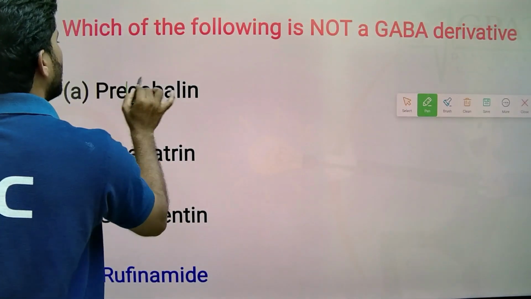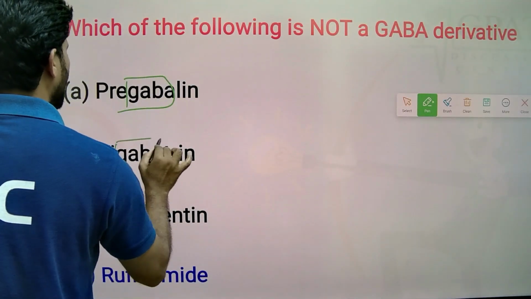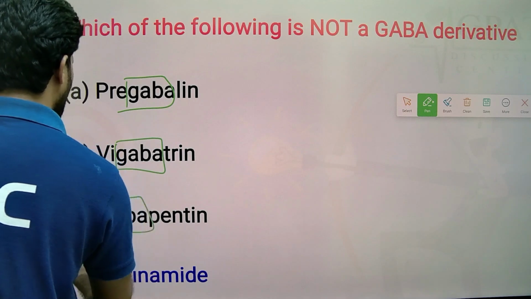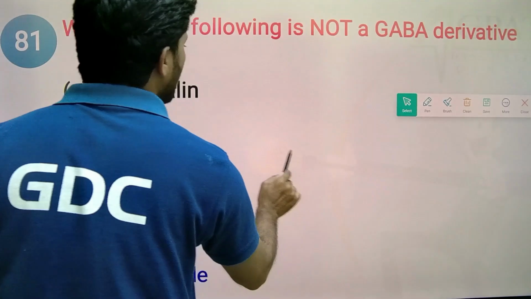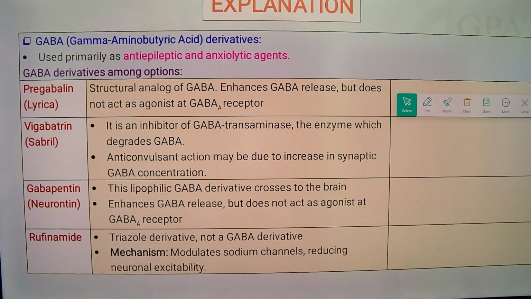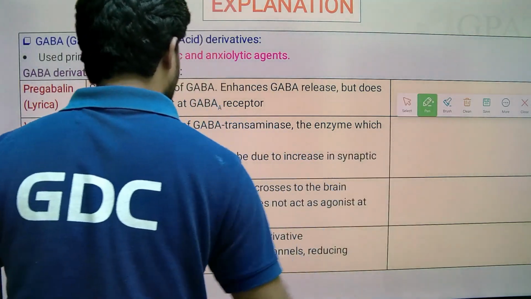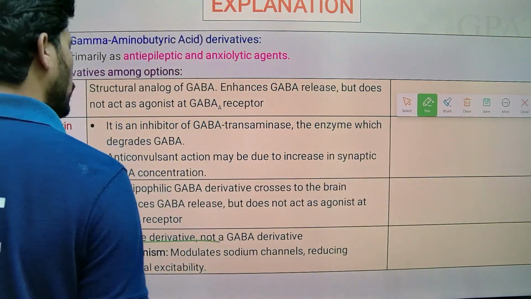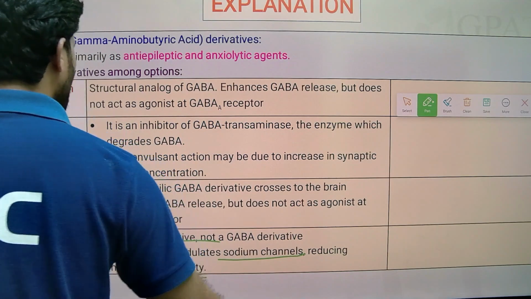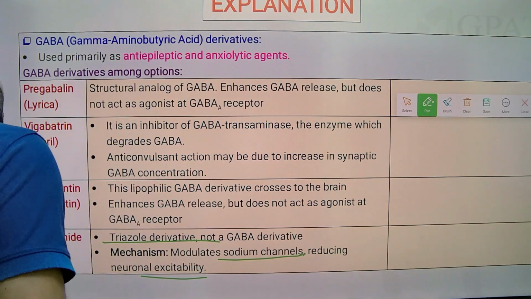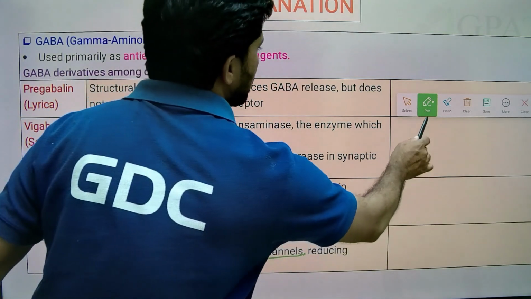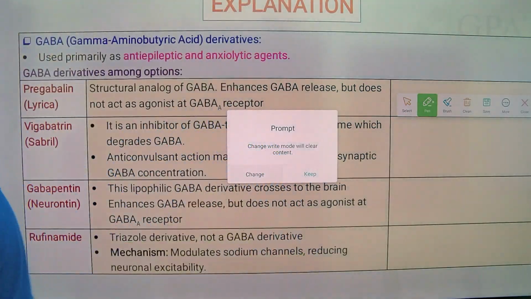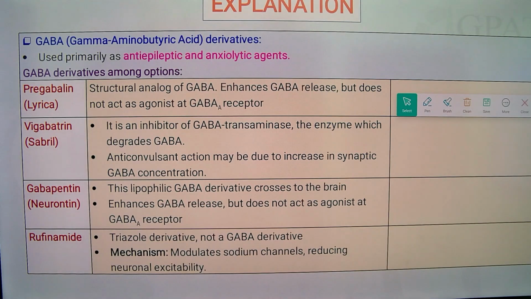Pregabalin, GABA; vigabatrin, GABA; gabapentin, GABA. All these are GABA derivatives, but not rufinamide. Rufinamide is not a GABA derivative. So what is rufinamide? It is a triazole derivative. It modulates the sodium channel and reduces neuronal excitation. Rufinamide is also an antiepileptic drug, but it does not mimic or increase GABA function or GABA levels.